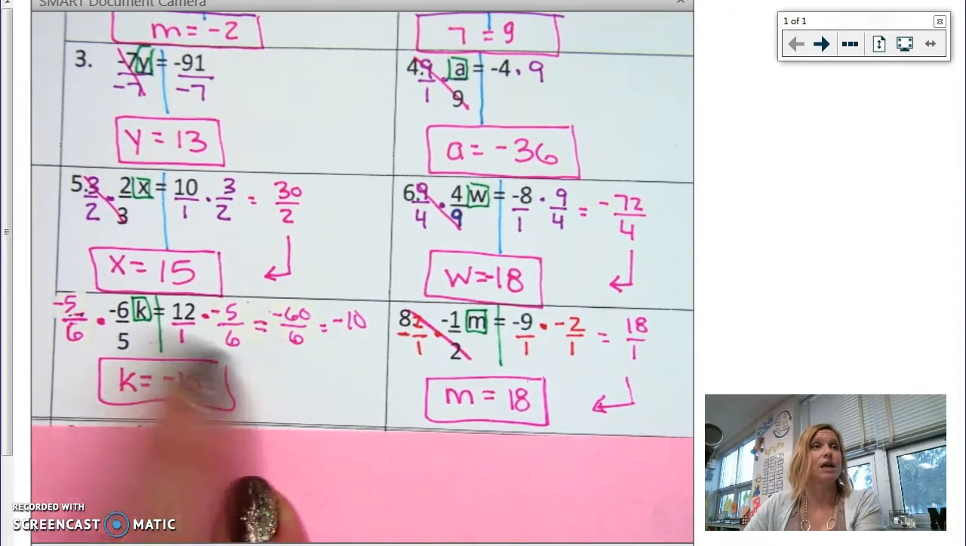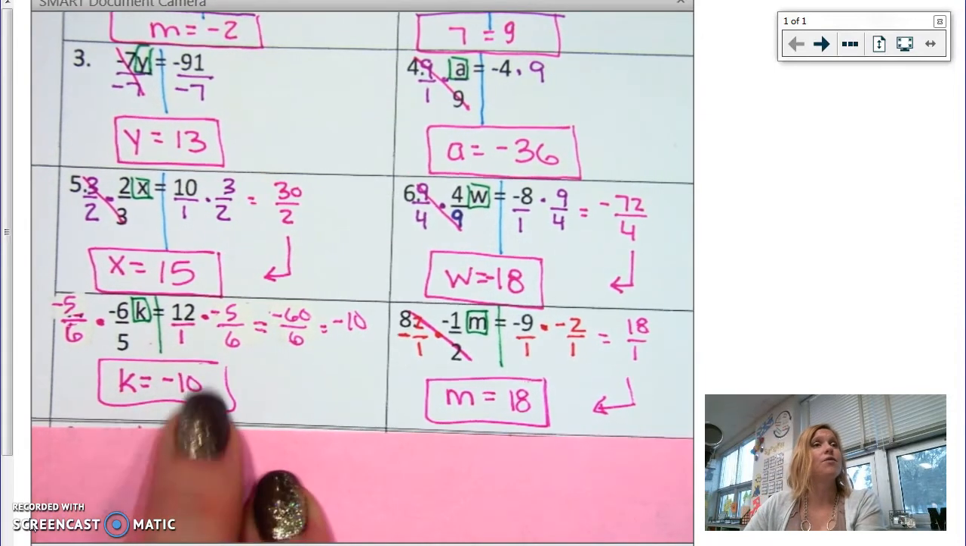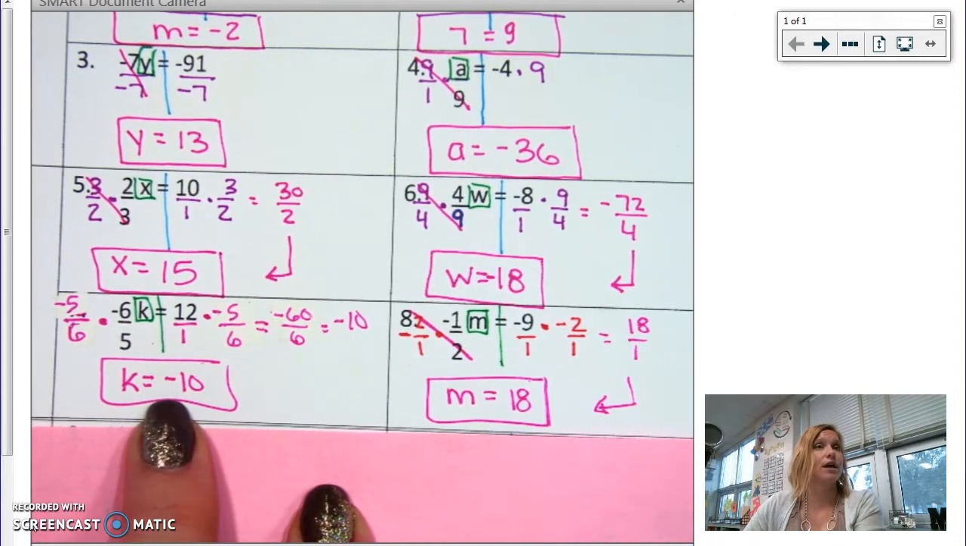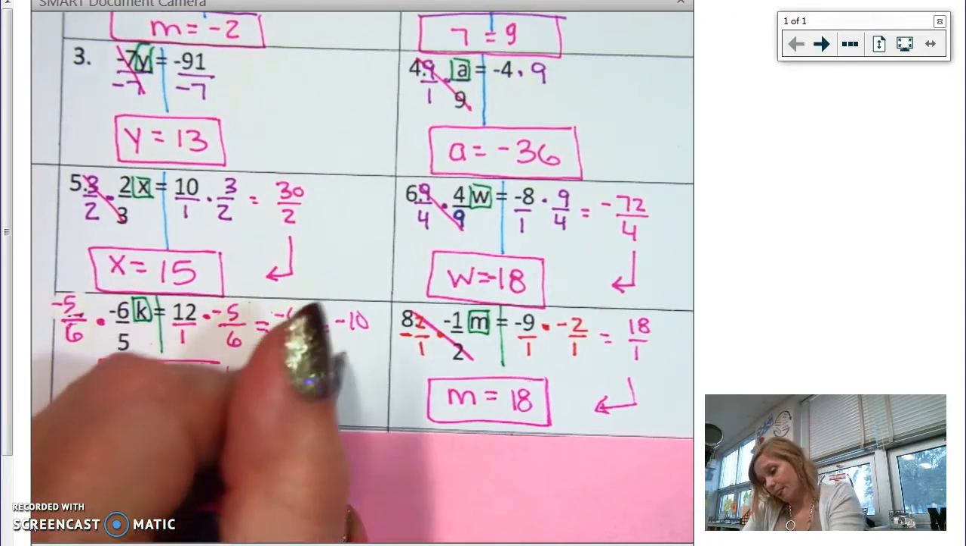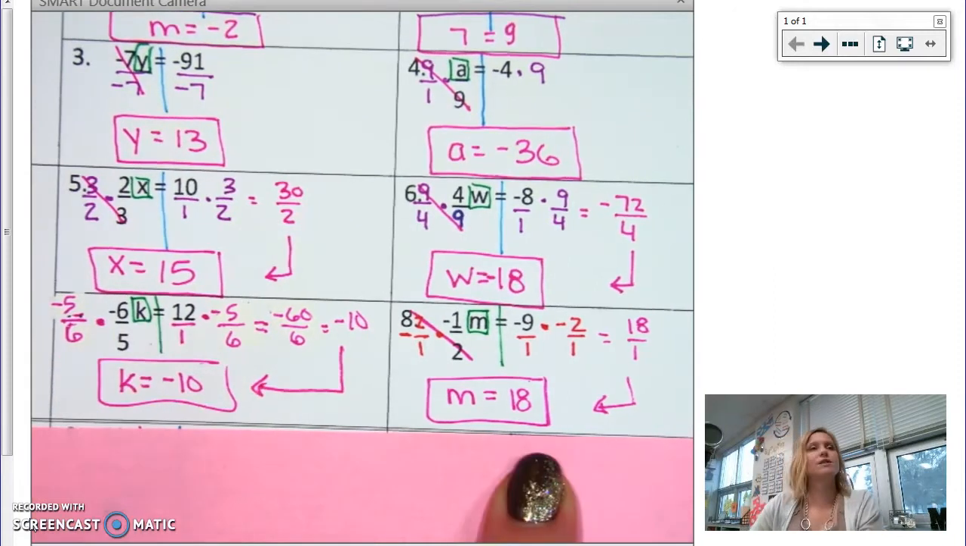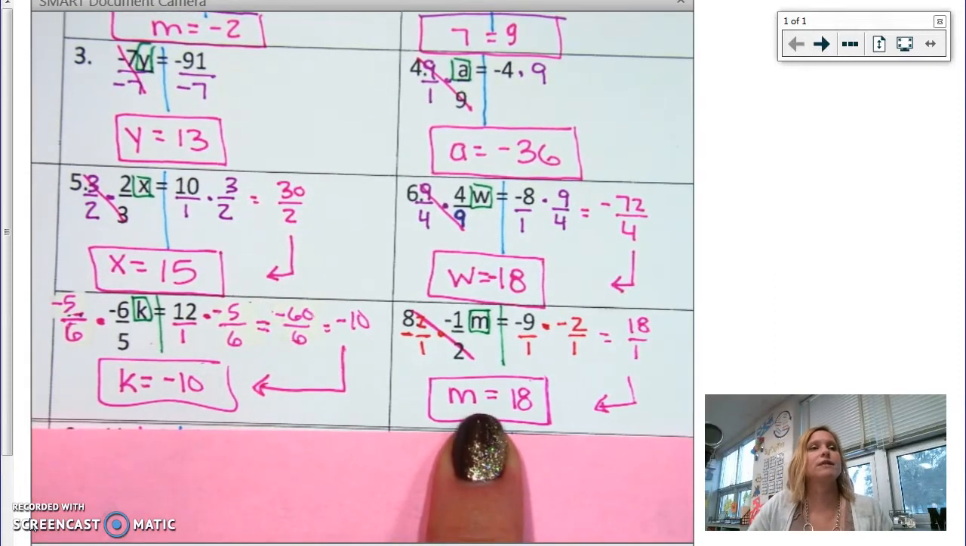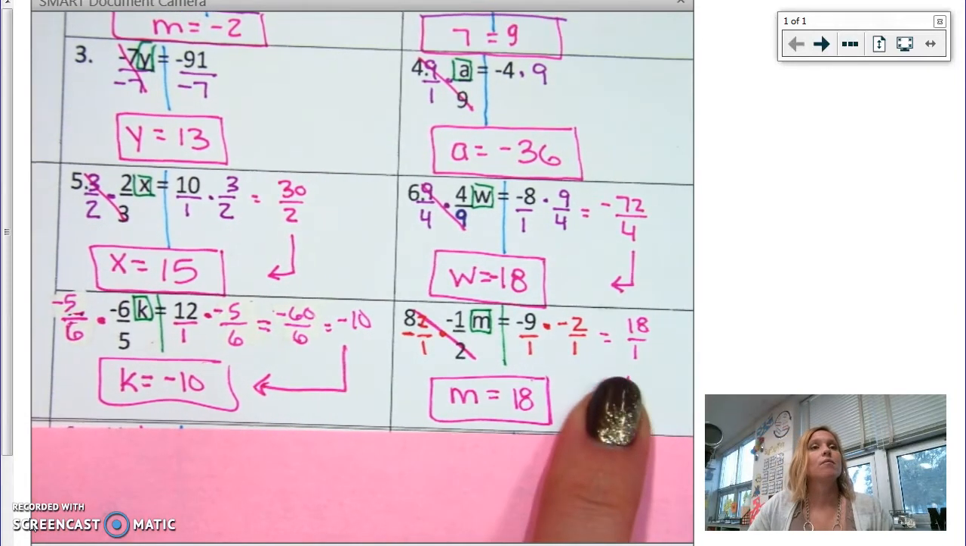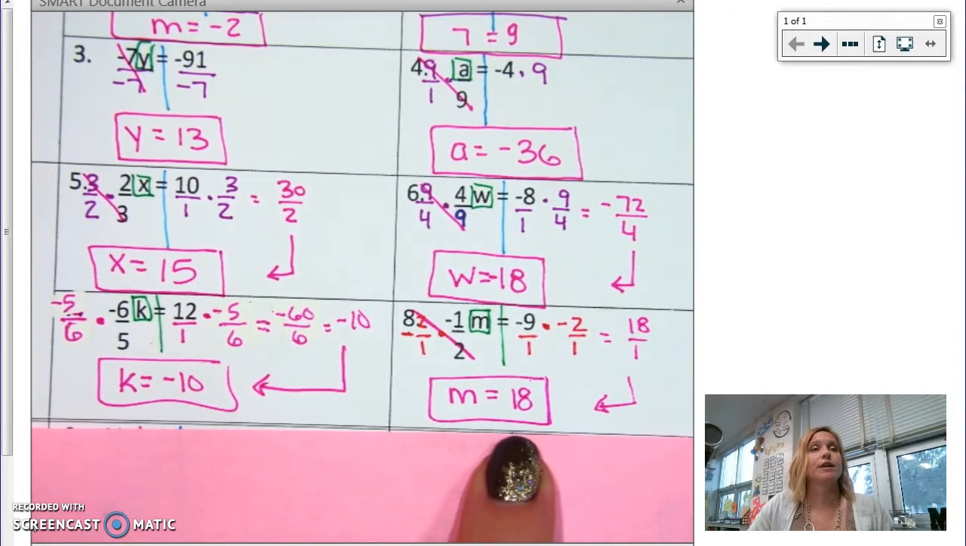Do the same thing to both sides. Get your k by itself. Multiply, simplify, you get your answer. And the last one, inverse of -1/2 is -2 over 1. Multiply on the other side and get your answer.